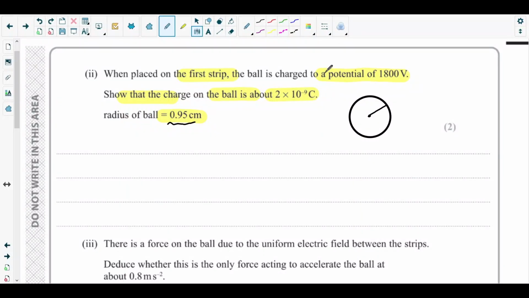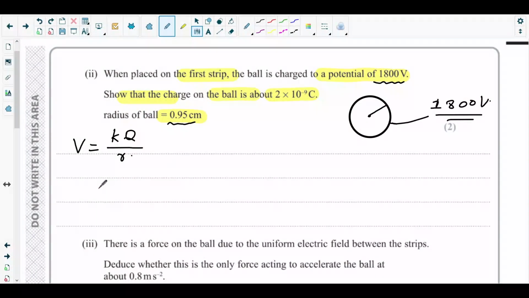It is charged to a potential of 1800 volt. That means when it is connected to the power supply, it was supplying 1800 volt on the surface of the ball. So the potential is 1800 volt. We know the formula for electric potential: V equals kQ over r. We need the charge, so Q equals V times r over k. So V is 1800 times the radius.